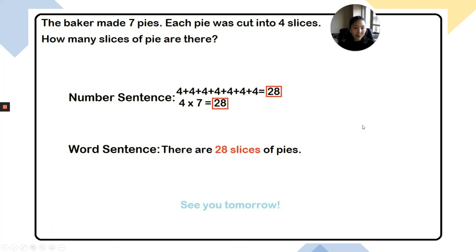Now that you watched my videos and you solved your own, these are the number sentences and the word sentences that I had. So this is actually a repeated addition sentence, which means you're adding the same thing over and over and over again. And so you added 4 7 times in order to get 28. This is also repeated addition is multiplication. So if you were really thinking about going ahead, you would start thinking of, okay, so I have 4. How many times do I have that? I have it 7 times. So 4 times 7, which means 4 added 7 times is 28. The word sentence is, there are 28 slices of pie.